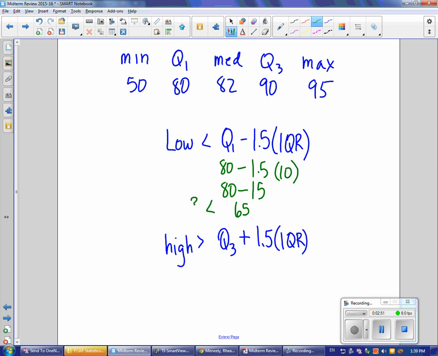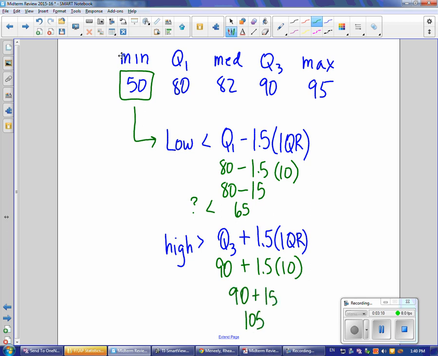Do I have any values that are less than 65? Yes, my min is less than 65, so that is a low outlier. When I'm doing my high outliers, I'm going to plug in Q3, which is 90, and then do plus 1.5 times 10, or 90 plus 15, which is 105. Since my max is only 95, I don't have a high outlier. Since my max is not above that number, it's not an outlier.